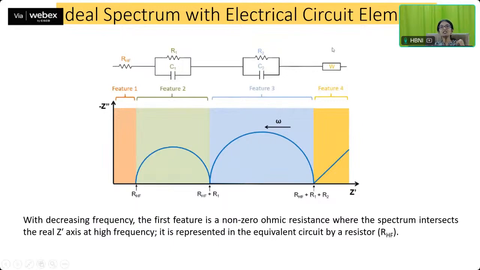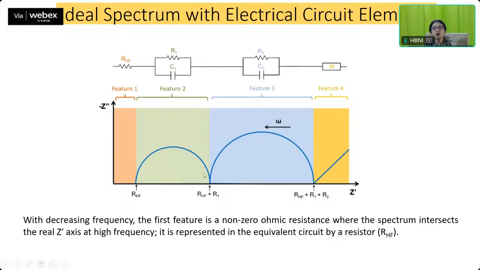So what does an ideal spectrum with electrical circuit elements look like? With decreasing frequency, remember on the left-hand side we have the highest frequency and on the right-hand side the lowest frequency. The first feature is a non-zero ohmic resistance where the spectrum intersects the real Z prime axis. At high frequency, it is represented in the equivalent circuit by a resistor RHF. This is how it is going to look.